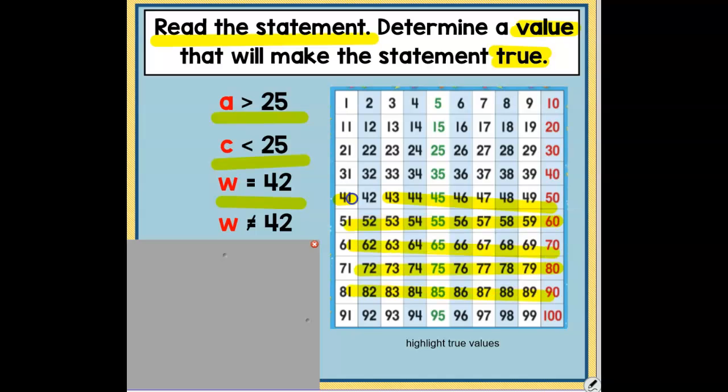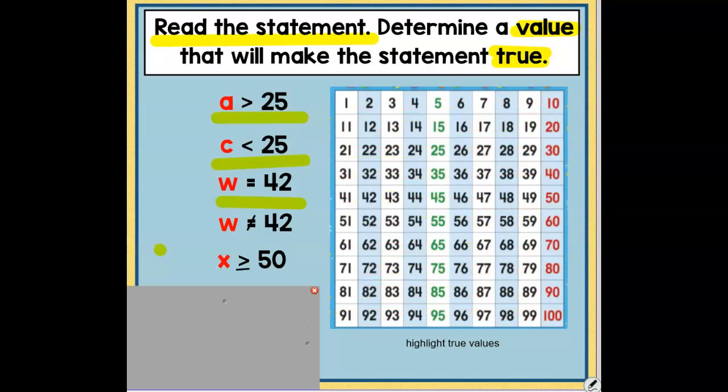It could be greater than 42. It could be less than 42. The only thing that it tells us is it cannot be equal to 42. So the only number that we could not choose would be 42. So any other number, 43, 13, 94, 100, a million, would all work as long as it's not 42, because 42 is equal to 42.